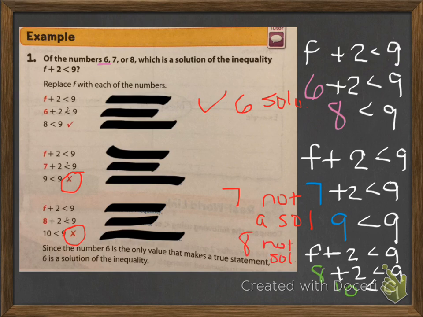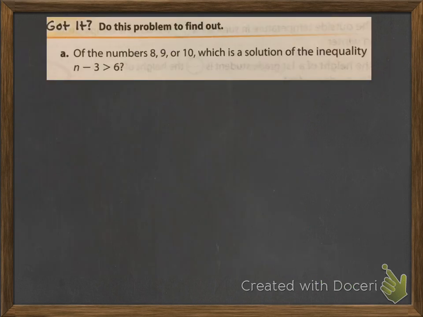Okay, and so what it says here is what we want to pay attention to. Since the number 6 is the only value that makes a statement true, 6 is the solution of the inequality. Right there.